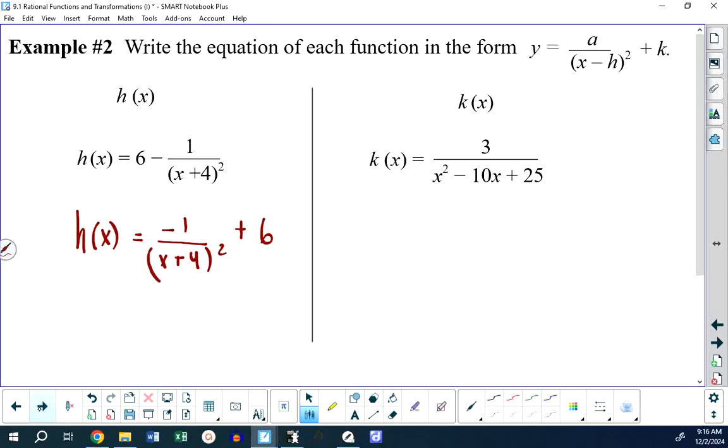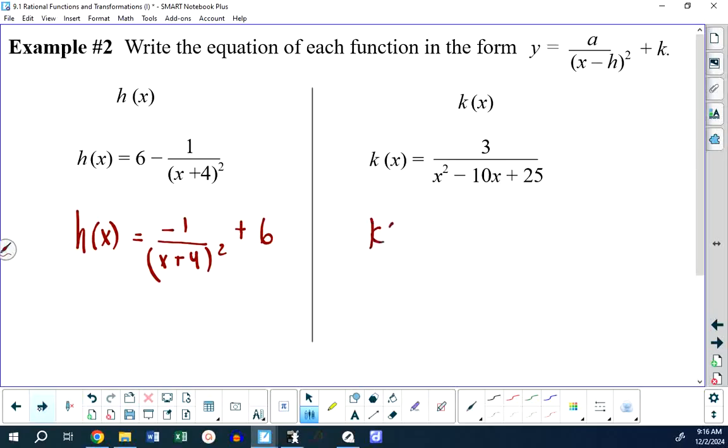And I think the bigger point is you should know that this function h of x is 1 over x squared reflected vertically and then translated 4 to the left and 6 up. We're not going to worry about drawing it. There's nothing to be gained by that.